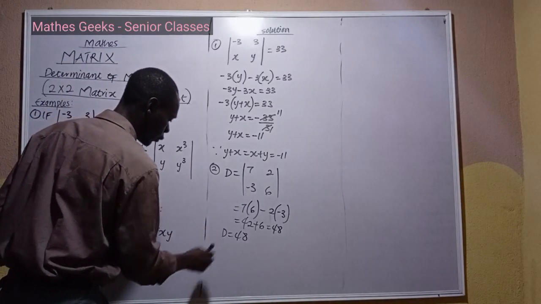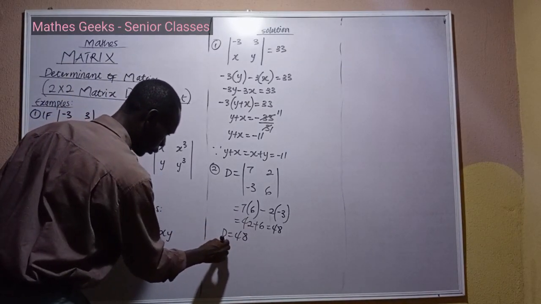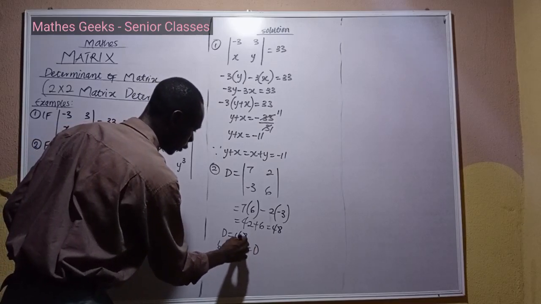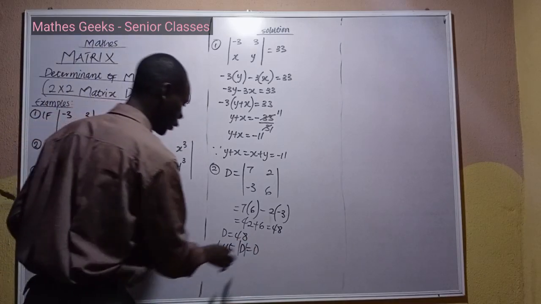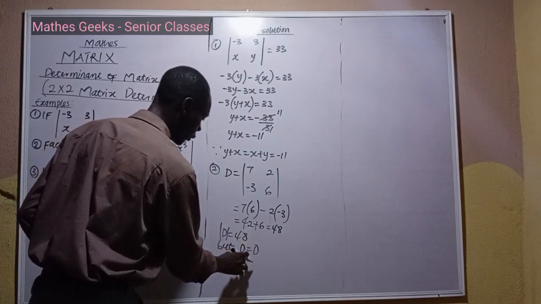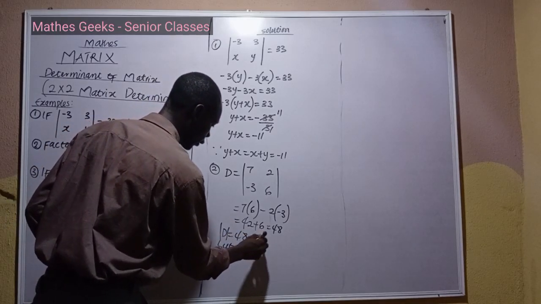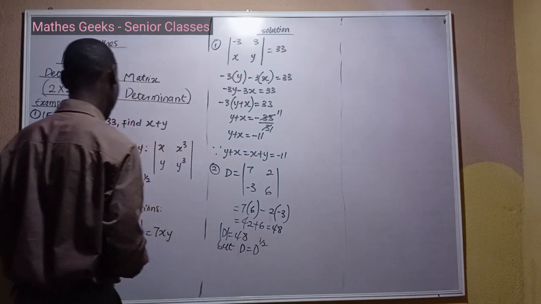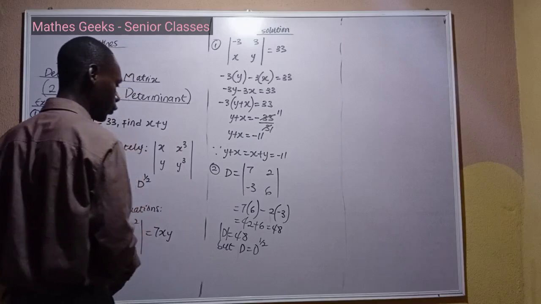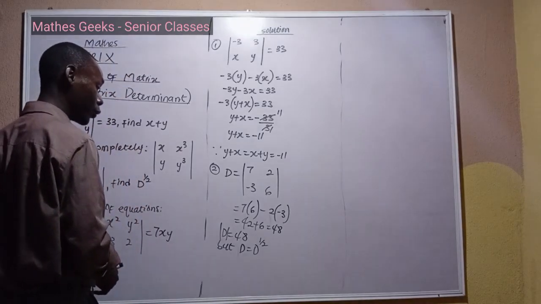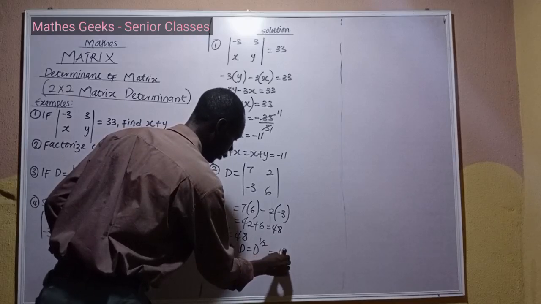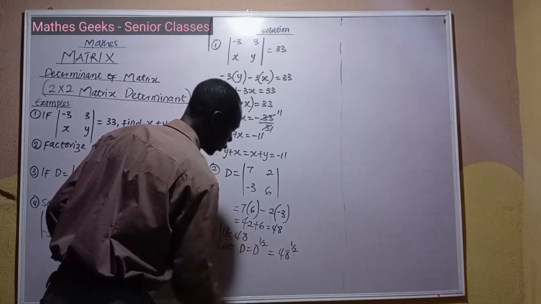But D is a matrix, so this is a determinant. The determinant of D is 48. The final answer should be D raised to power 1 over 2. This is 48 raised to power 1 over 2.